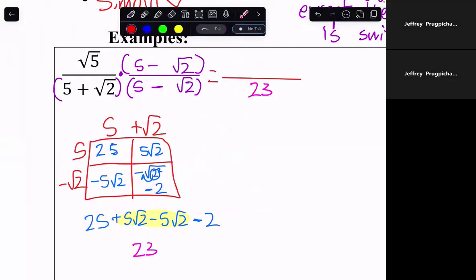Remember, you're not allowed to have any radicals in the denominator. So if you still have a radical at this step, that means you messed up somewhere.